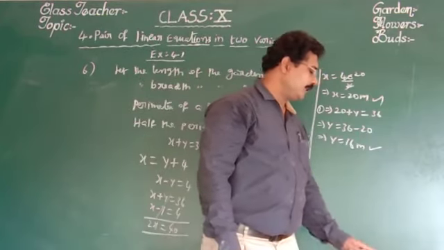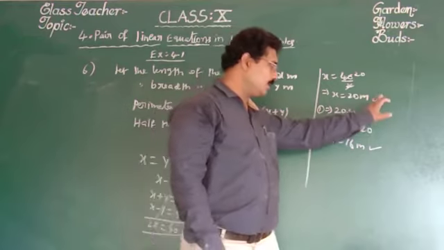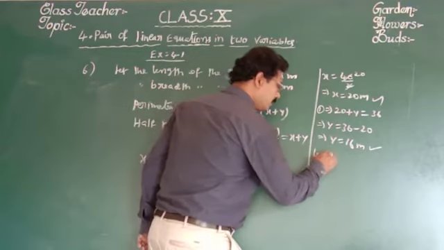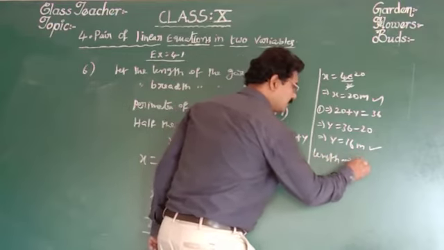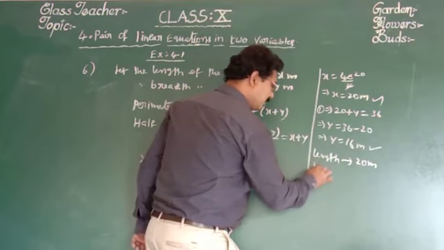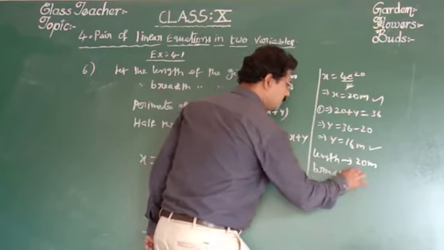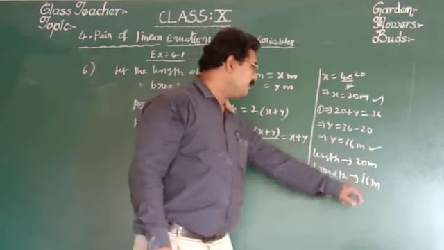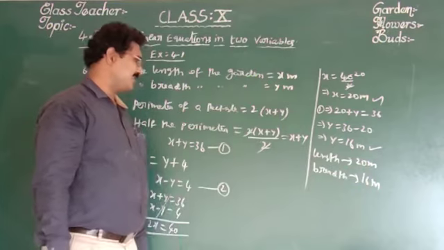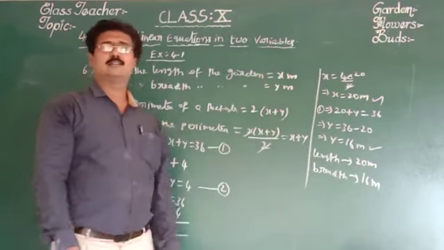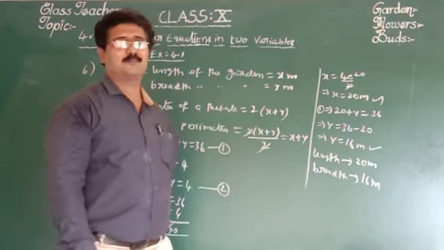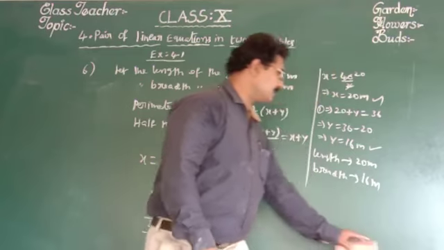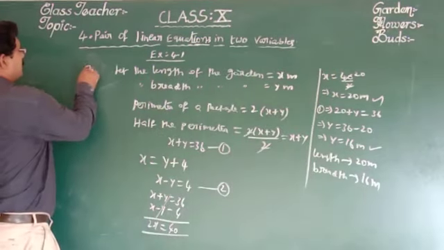What do we have to write? Therefore the length of the garden is equal to 20 meters and the breadth of the garden is equal to 16 meters. It is easy to verify. Combine 20 plus 16, how much? That is 36. The difference is 4. That is also there. So it is easy to verify the problem also. Okay. Now, next. Problem number 7.